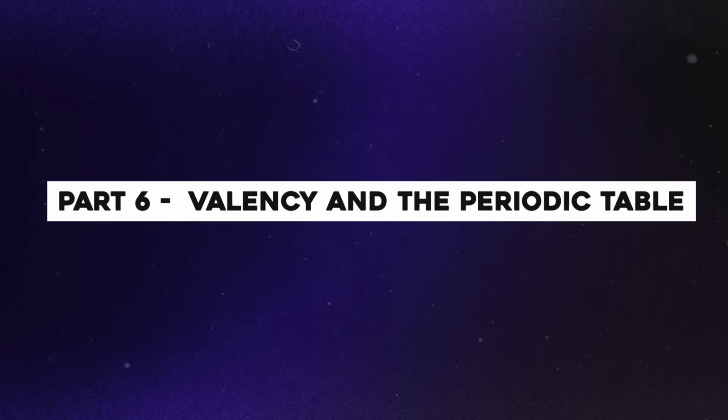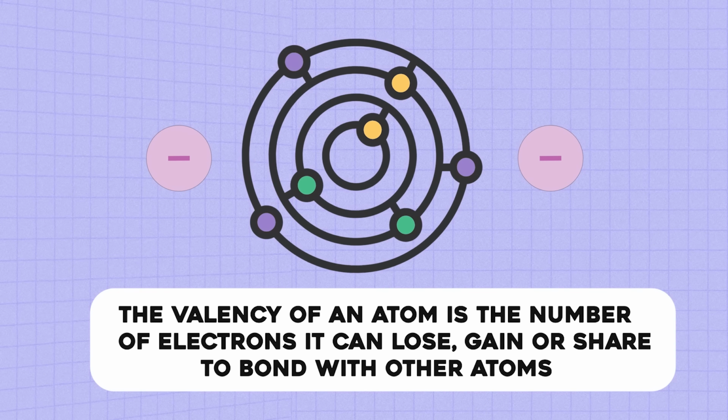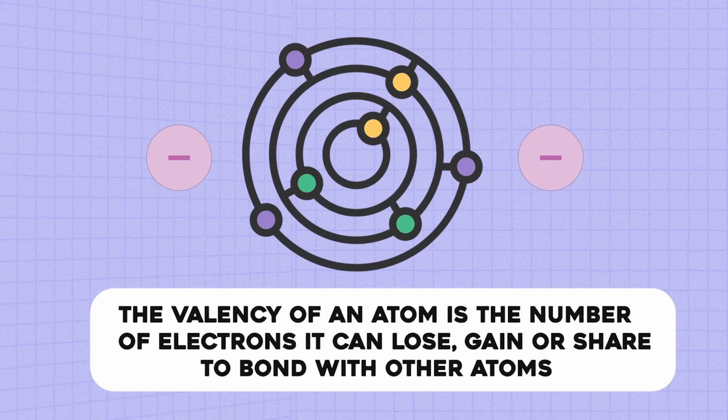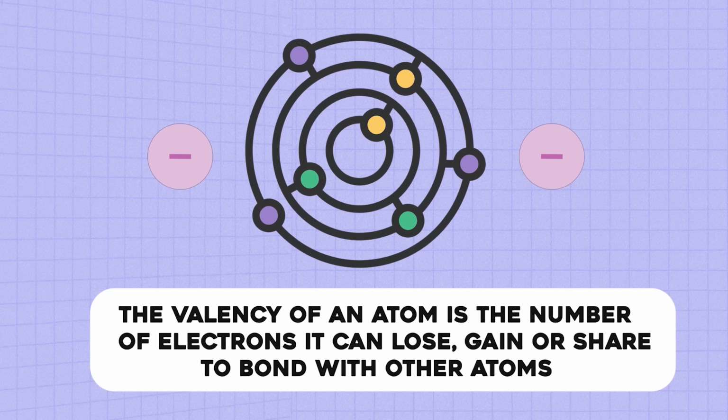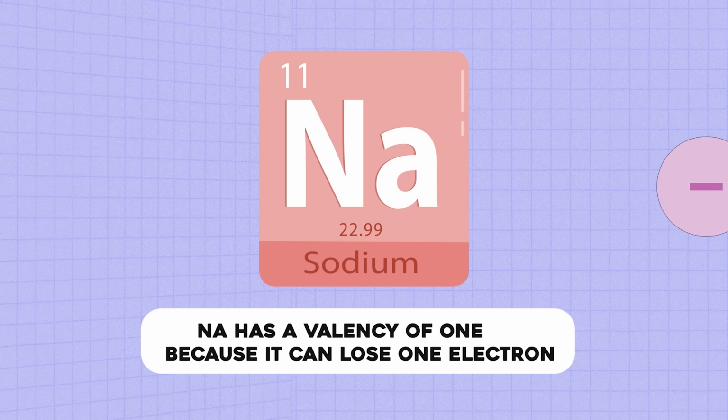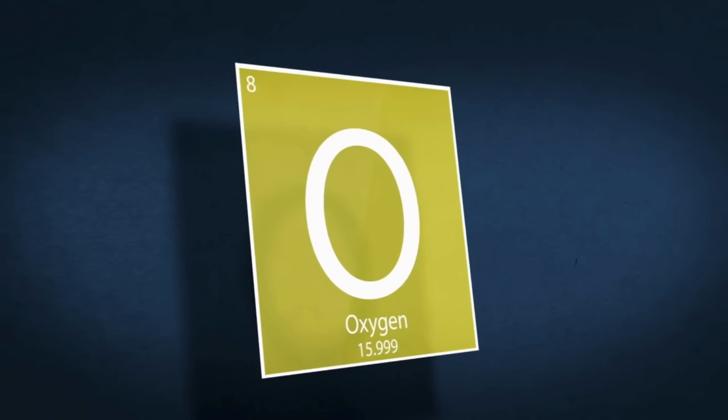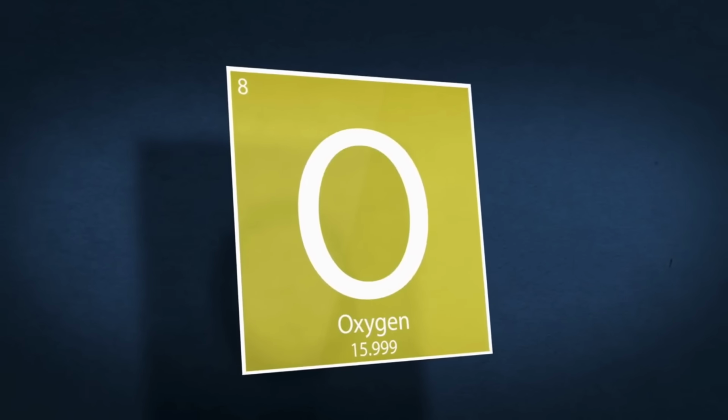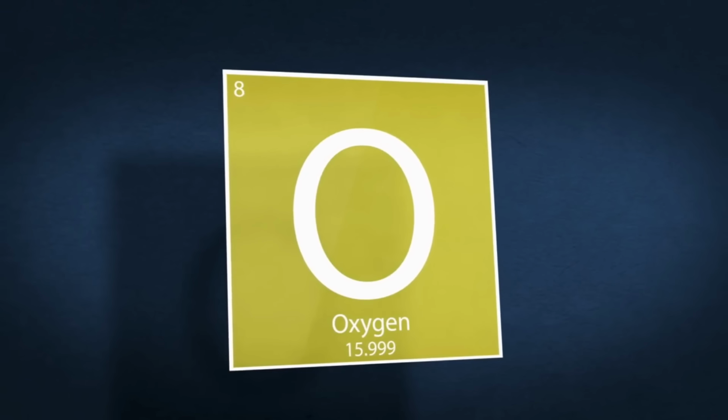Part 6. Valency and the periodic table. The valency of an atom is the number of electrons it can lose, gain, or share to bond with other atoms. For example, sodium Na has a valency of 1 because it can lose one electron, while oxygen O has a valency of 2 because it needs to gain 2 electrons to be stable.